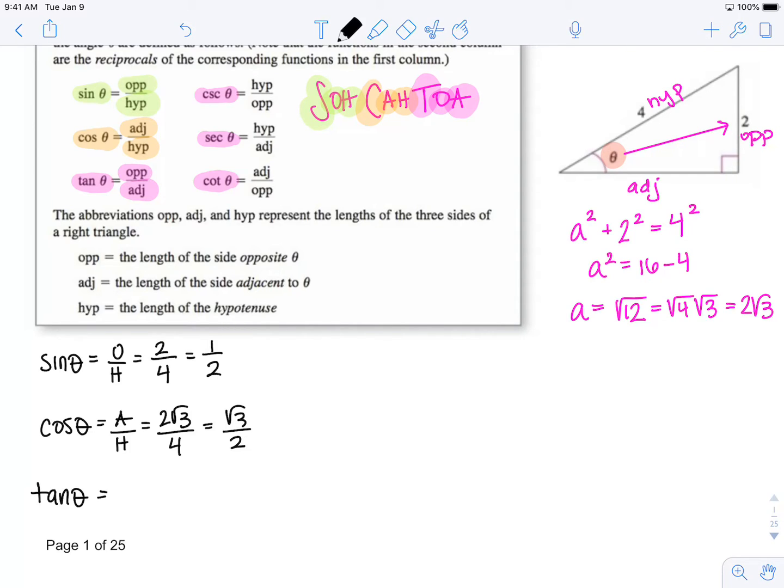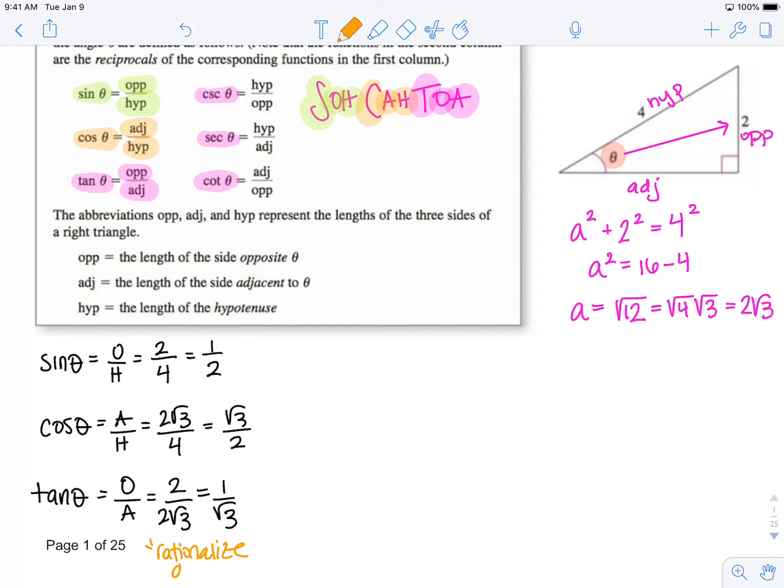Tangent theta is opposite over adjacent. Our opposite side is 2, and our adjacent is 2 square root 3. Now that simplifies to be 1 over the square root of 3. Remember, we always need to rationalize our denominator.